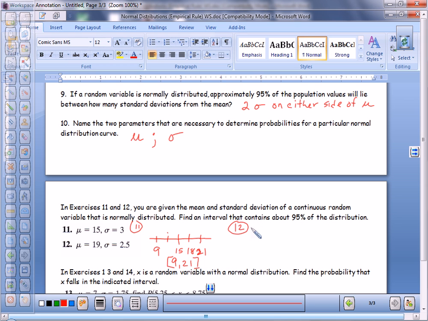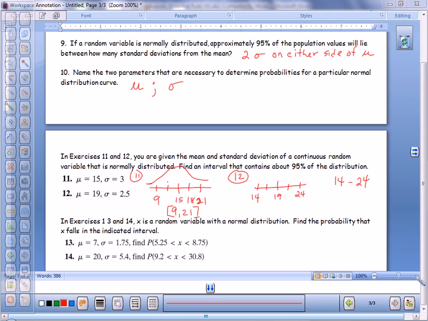Number 12, this time our mean, and I actually could draw a curve over that. Our mean is at 19, so I'm going to start in the middle with the 19, and we want to go 2 standard deviations on either side, so that's plus 5, because 2.5 times 2 is 5. That gives me 24 here, and back 5, that takes me to 14. So this interval is from 14 to 24.